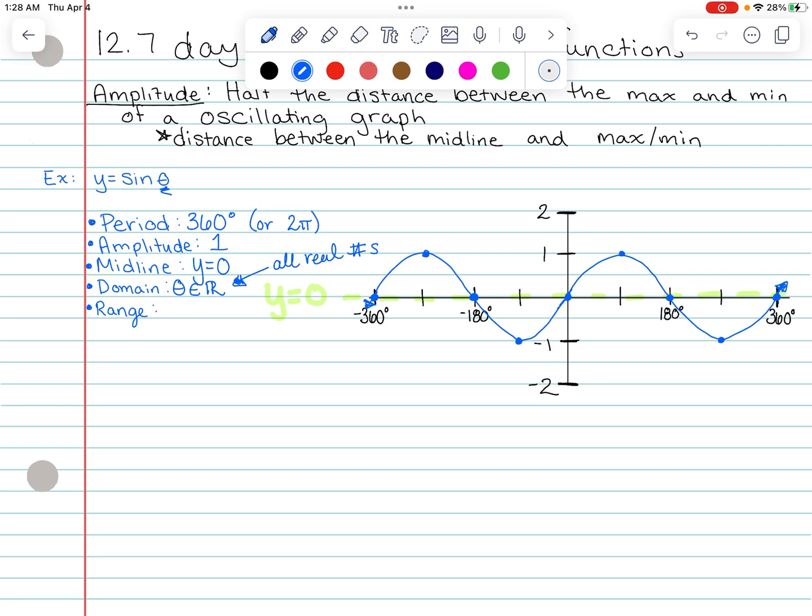Now my range is the y values. It's the up and down of the graph. The up and down of my graph goes down as far as -1, goes as high as 1, hits everything in between, but that's it. So my range goes from -1 less than or equal to y, which is less than or equal to 1. It's always going to look like this for sine and cosine. Your minimum here, your maximum here, and it's always less than or equal to symbols.